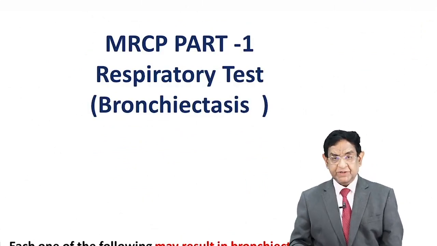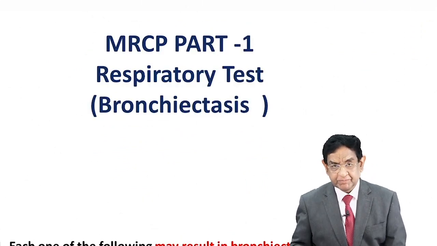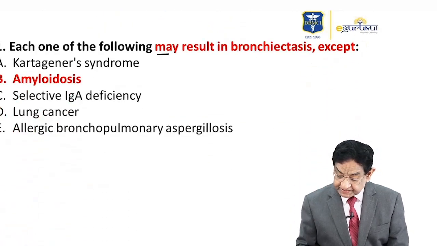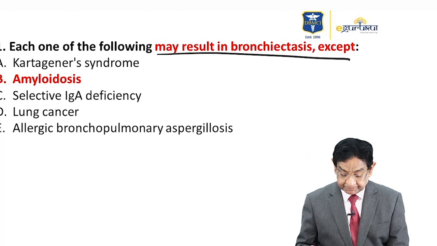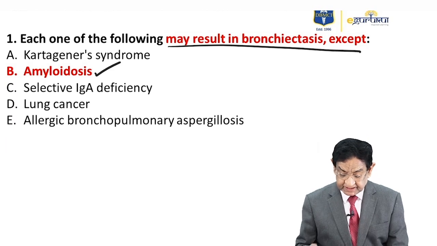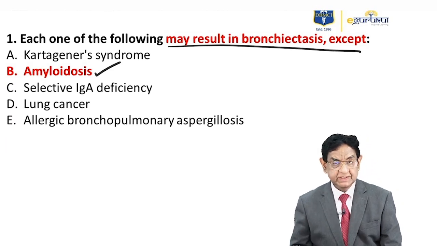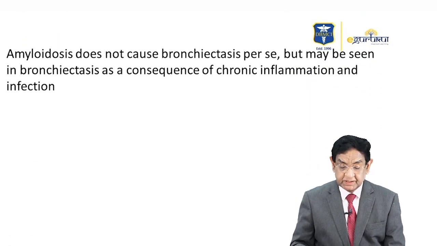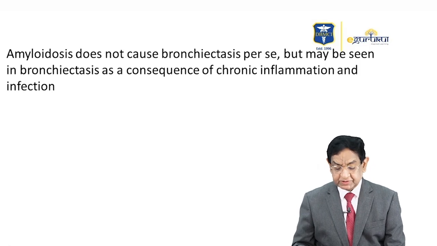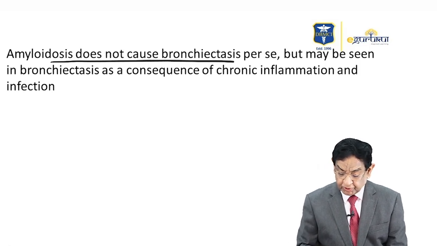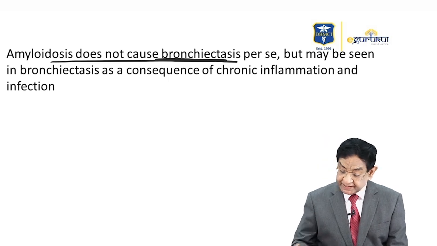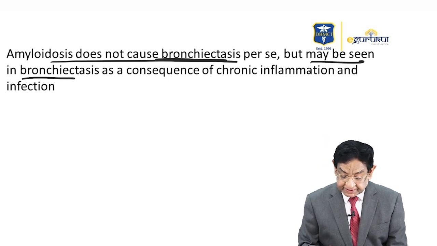So now I'll be talking to you regarding a question on bronchiectasis. Each one of the following may result in bronchiectasis except: the answer is amyloidosis. Let's learn the basic concept. As the answer is amyloidosis, it does not lead to bronchiectasis as such, but may be seen in bronchiectasis.